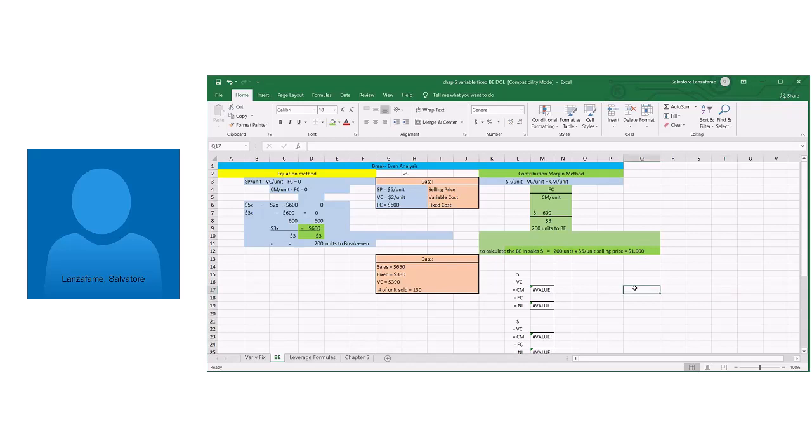Okay? So what about this scenario that I have here? I got another little data box. And in this data box, I'm giving you sales, $650, fixed costs, $330, variable costs, $390, and number of units sold, 130. So if you want, why don't you pause the recording for a second and see if you can figure out what the break even is in units and what it is in sales dollars. And then come back in a couple of minutes and then we'll go over it. Okay?